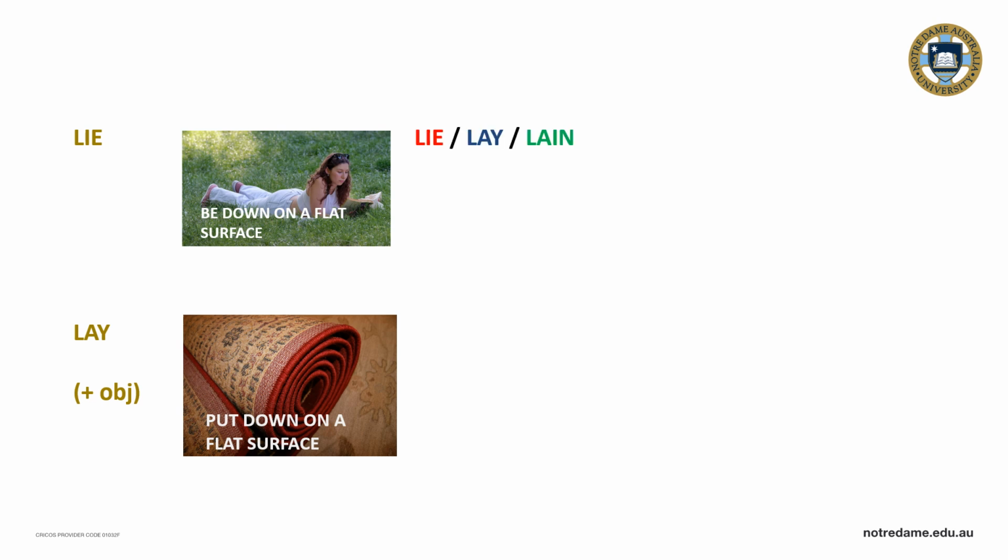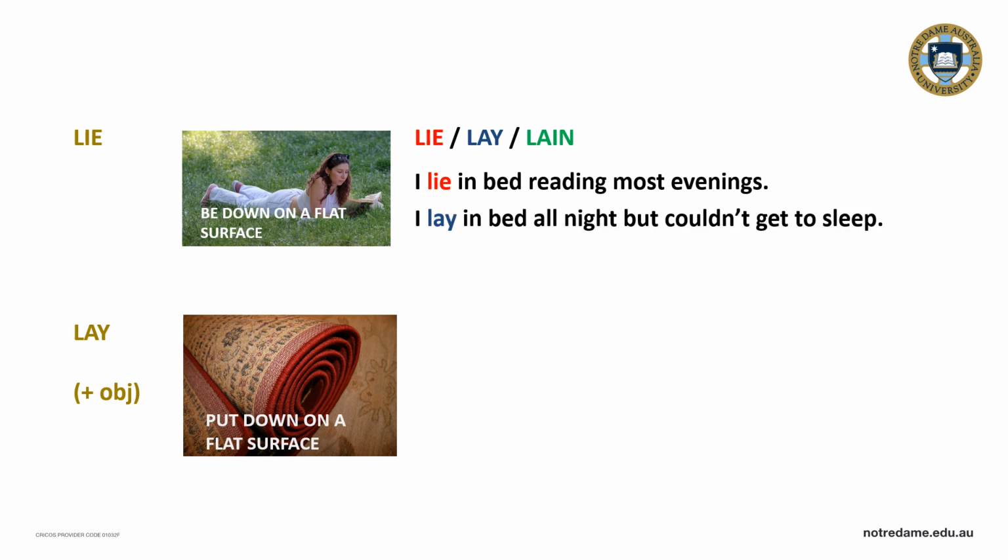So let's look at the grammar. Lie, lay, lain. It's irregular. I lie in bed reading most evenings. I lay in bed all night but couldn't get to sleep. That's the past. And I've lain in bed for hours but can't get to sleep. That's present perfect, have, and the participle lain.